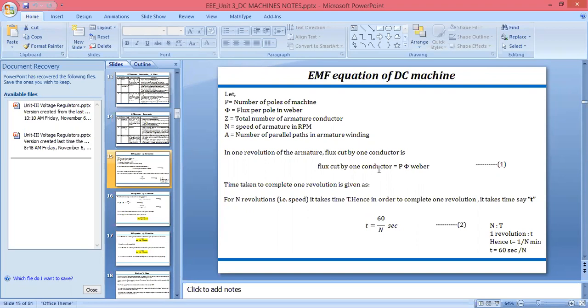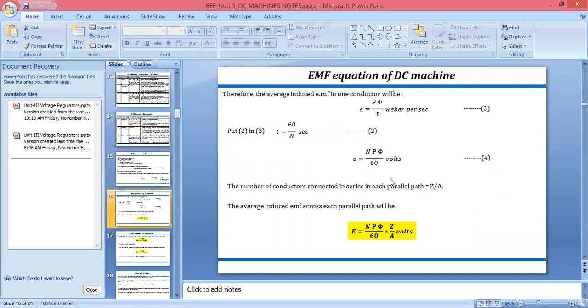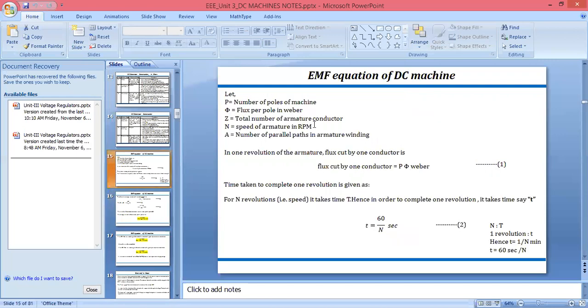So these are for one conductor, but we are supposed to derive the EMF for the whole path. If we derive the EMF for each parallel path, we first derive the EMF for one conductor, and then multiply that EMF by the number of conductors. The number of conductors we can calculate as Z upon A, where A is the number of parallel paths and Z is the total number of armature conductors.